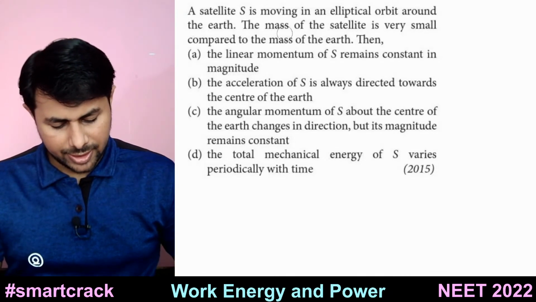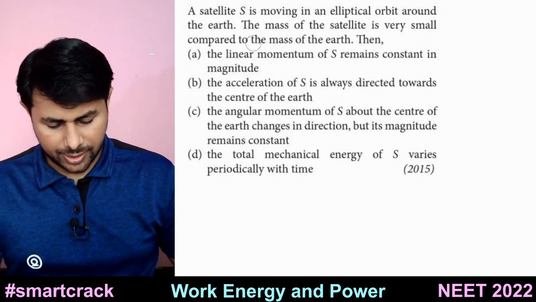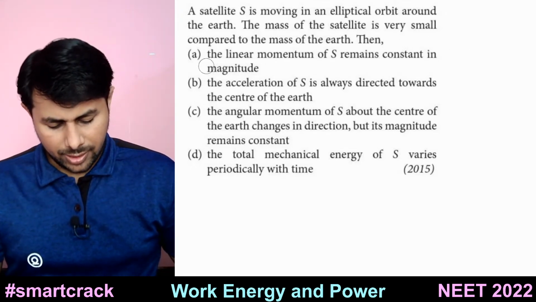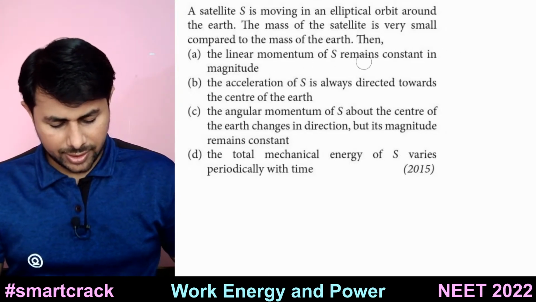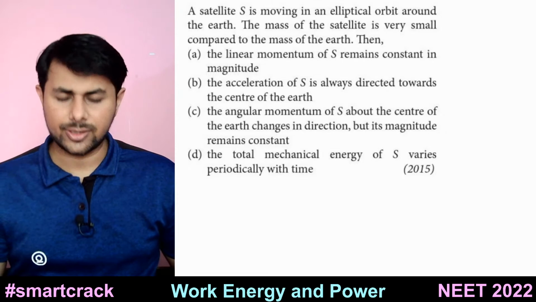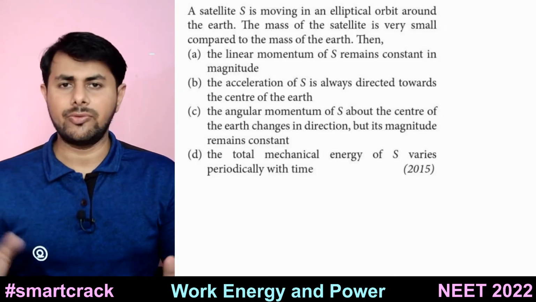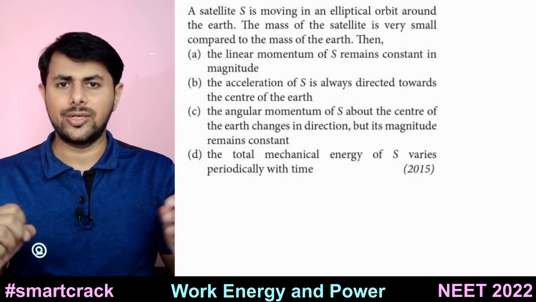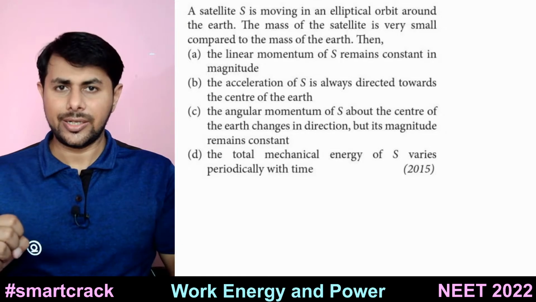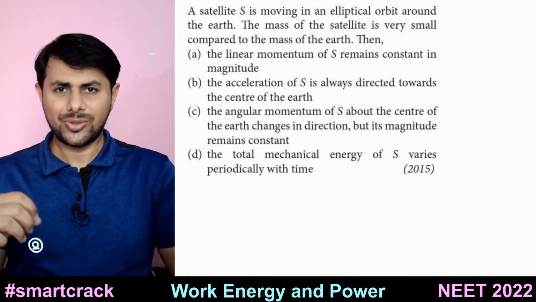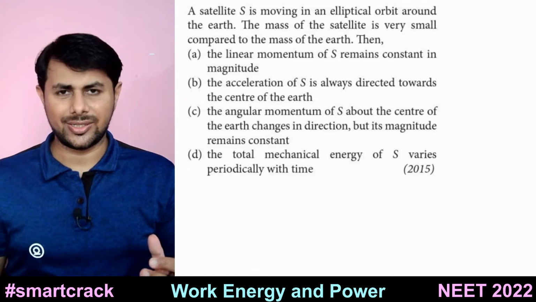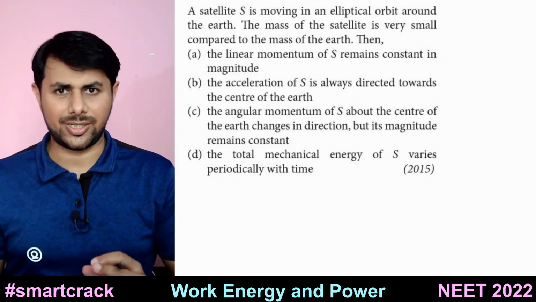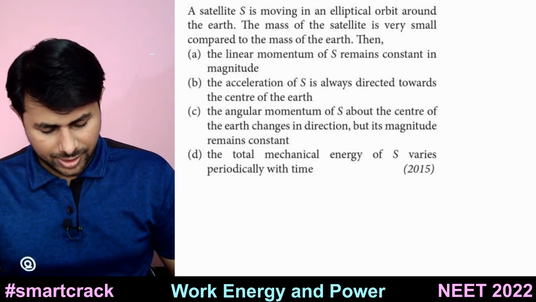A satellite S is moving in an elliptical orbit around the Earth. Mass of satellite is very small compared to mass of the Earth. Then the linear momentum of S remains constant in magnitude. Okay, this is actually linear momentum. It will change because it is moving in an elliptical orbit. As it moves away from Earth, its velocity will decrease. As it moves closer to Earth, its velocity will increase. So momentum will change. Momentum is mass times velocity. As distance changes, momentum changes. Okay, so linear momentum changes.